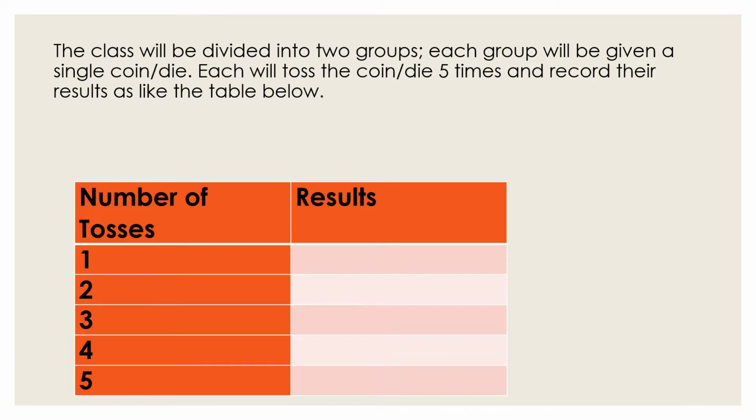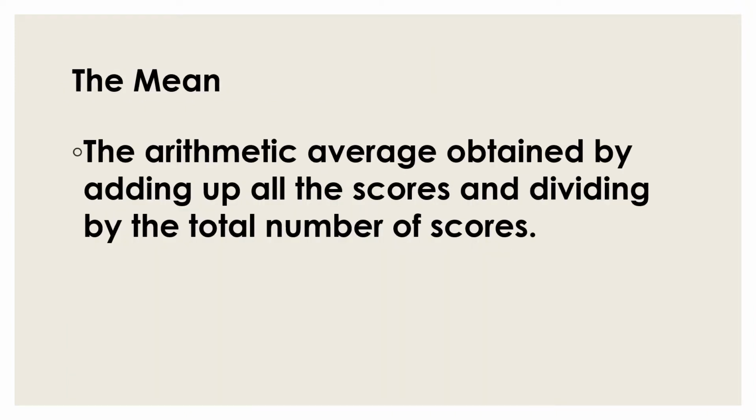Okay, so this is a good introduction to the lesson or motivation. The class will be divided into two groups. Each group will be given a single die or coin, and each will toss the coin or die 5 times, and record the result in a table. So we have here the number of tosses and the result.